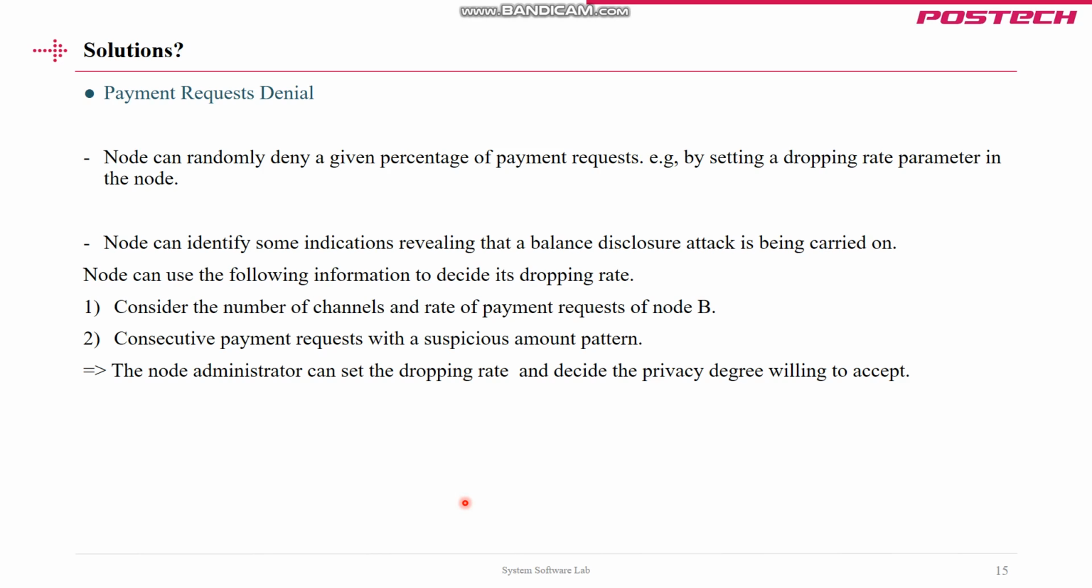A node can identify some indications revealing that a balance disclosure attack is being carried out. The node can use the following information to decide its dropping rate. First, consider the number of channels and the rate of payment requests of node B, and consecutive payment requests with a suspicious amount pattern. So the node administrator can set the dropping rate and decide the privacy degree they are willing to accept.